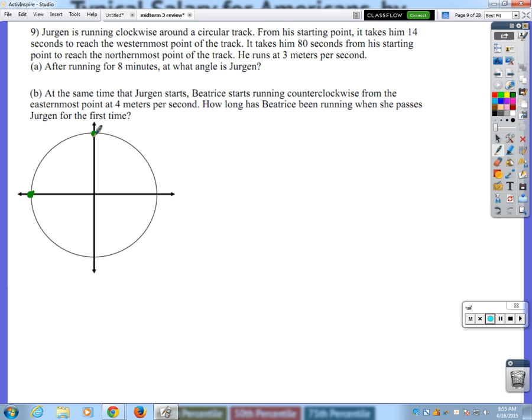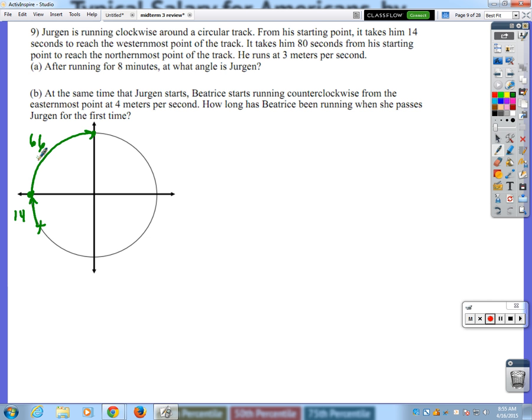No, he's running clockwise, so he's starting somewhere over here. Probably pretty close to this point. Right? So why is it taking so long to get back then? Because when you start getting close to that point, it will take him 14 seconds to get to there, and then another 66 seconds to get to there.